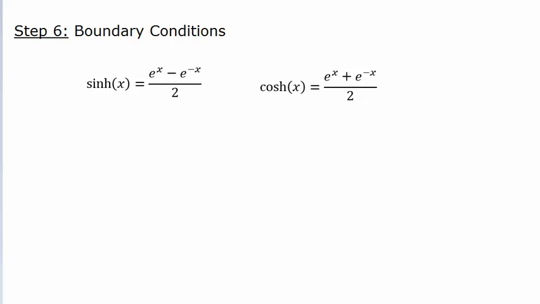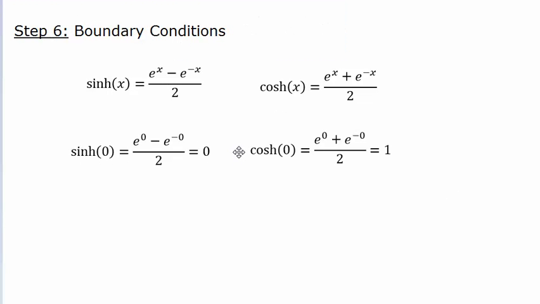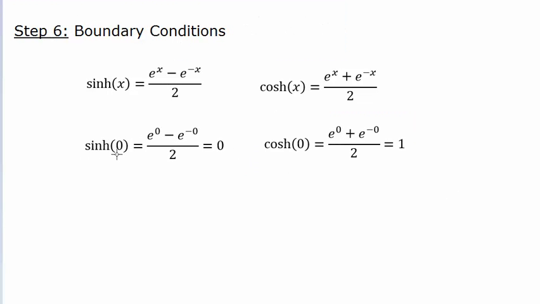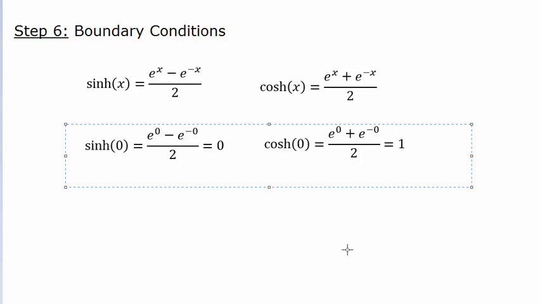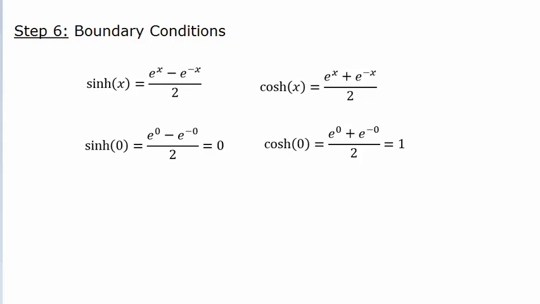Again, this will seem arbitrary, but if you take these functions evaluated at 0, what you'll see is that e to the 0 is of course 1, e to the negative 0 is also 1, so 1 minus 1 is going to be 0, and over here 1 plus 1 is going to be 2, divided by 2 equals 1. So why do we care about these two trig functions evaluated at 0?